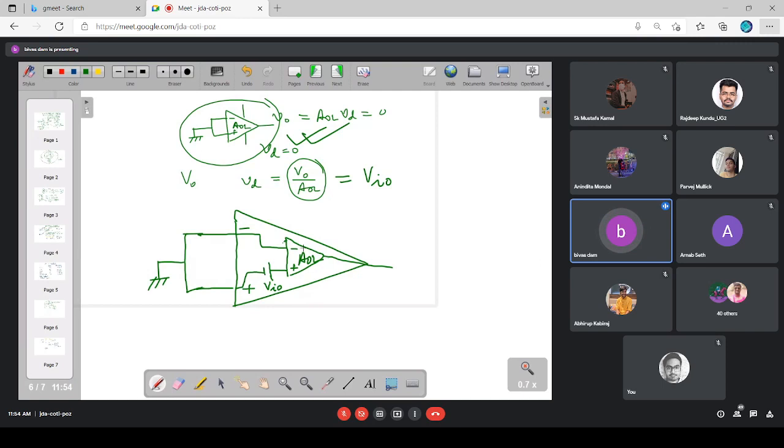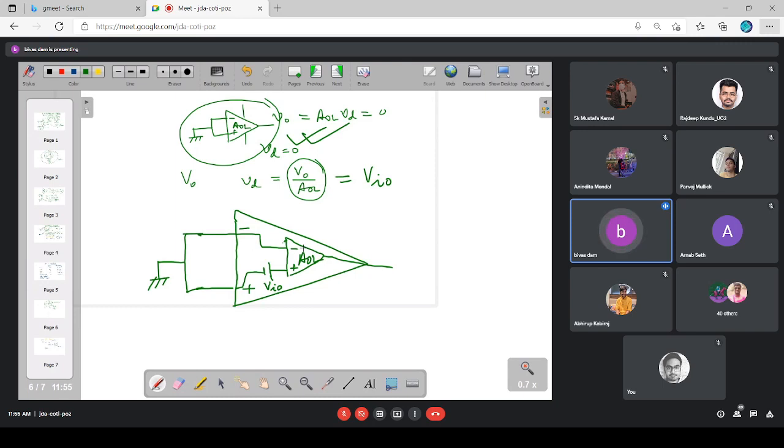Now, for this ideal operational amplifier, what is the input difference voltage? Just VIO. So if you amplify that VIO by AOL, you'll be getting that V naught value. Is it not?